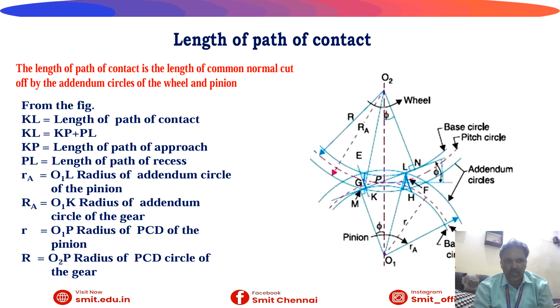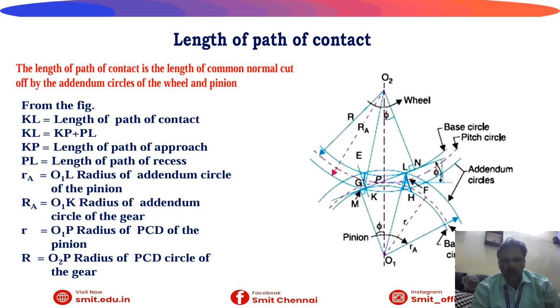Length of path of contact is very important, and we use this formula for solving the problems. Length of path of contact is the length of the common normal cut off by the addendum circles of the wheel and the pinion. This sketch shows how we get the length of path of contact. KL is the length of path of contact, KL equal to KP plus PL. KP is the length of path of approach and PL is the path of recess. These two things are very important. Approach means the teeth are getting into contact with one another. Recess means they are getting disengaged.